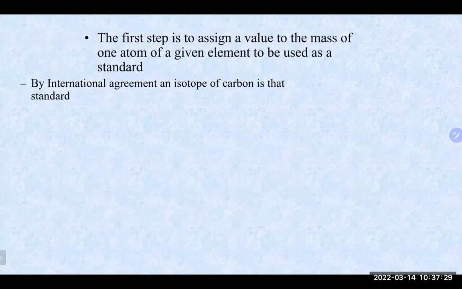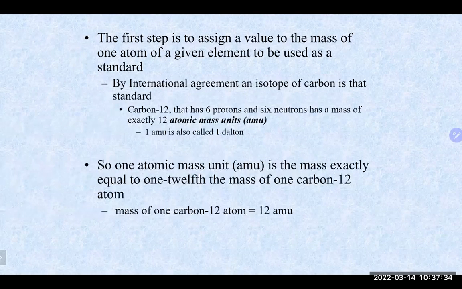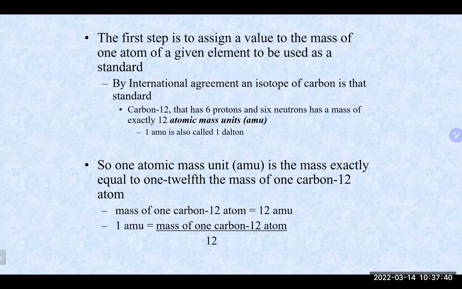They picked an isotope of carbon, which is the carbon-12 isotope. And they used the carbon-12 isotope as the standard to compare all the other atoms to. The carbon-12 isotope has 6 protons and 6 neutrons and has a mass of exactly 12 AMU, as it's referred to. So it has a mass of 12 AMU. AMU stands for atomic mass unit.